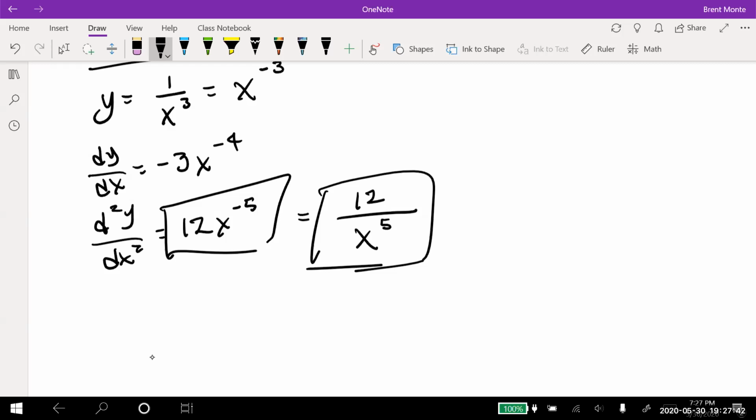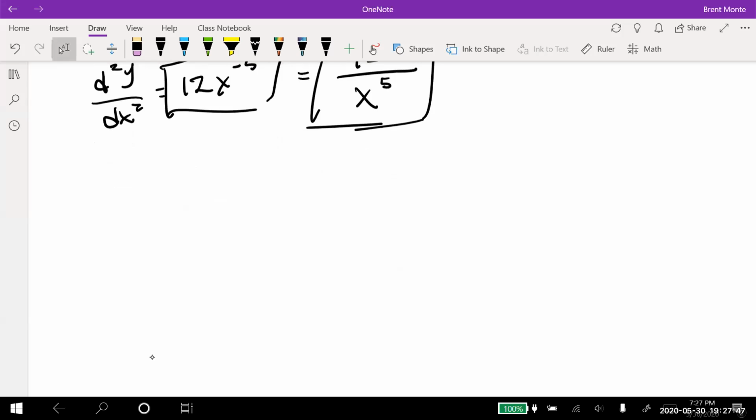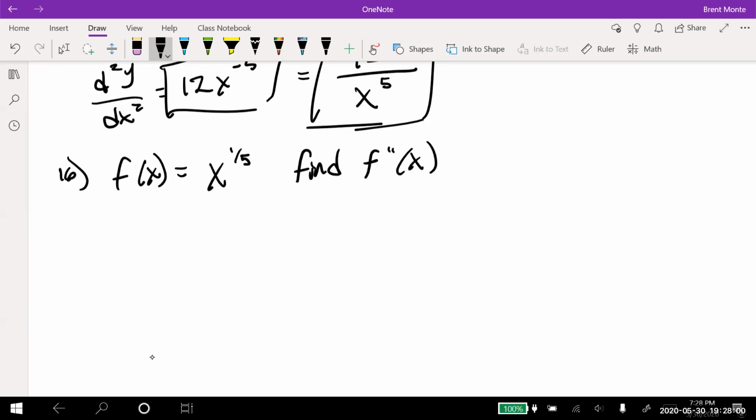I only have 3 more problems and we'll be done. And these next two, again, pretty fast. I just want to show you different types of these. They give us f of x equals x to the 1/5. And the problem says find f double prime of x. So again, just another way of saying the second derivative.